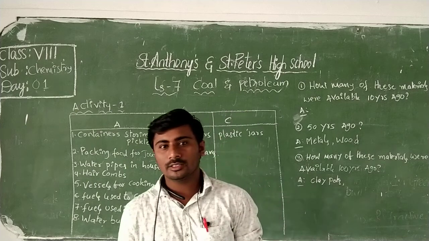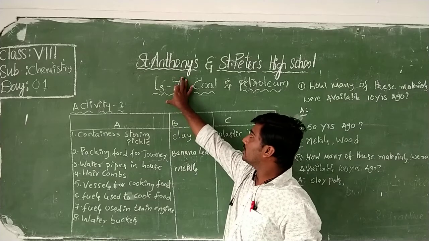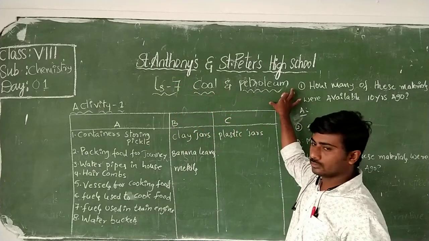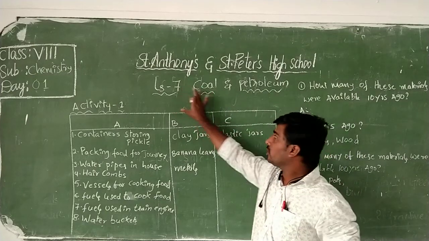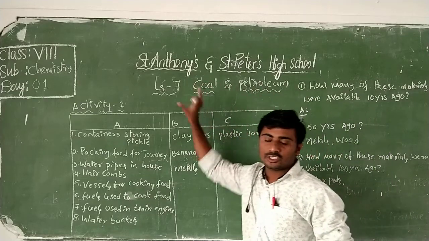Good morning, dear students. Today we are going to discuss the new chapter, that is Lesson 7, Coal and Petroleum, from the 8th class, the third chapter from the chemistry part. So here are the learning objectives.